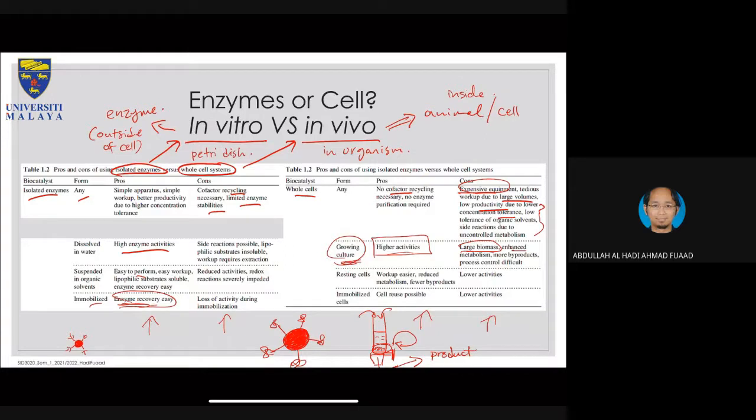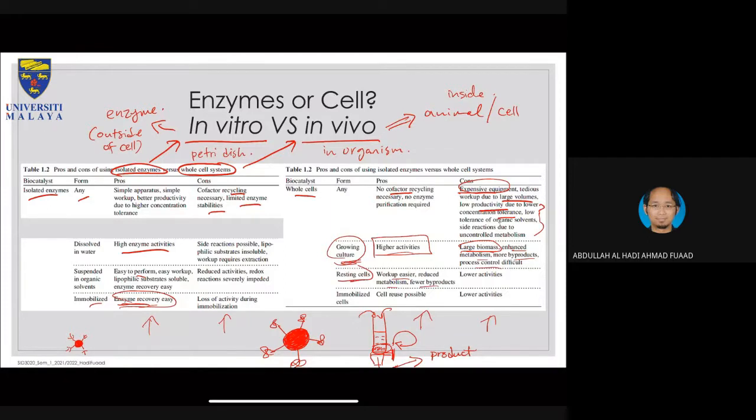You can have enhanced metabolism. You might have byproducts because now the reaction might not be catered to only one type of reaction. There might be a few reactions going on. And process control is a bit difficult. But again, if you manage to fine-tune it to whatever you want, then it's actually the very, very best. It's a very good system. Okay, resting cells work out easier, with reduced metabolism and fewer byproducts.